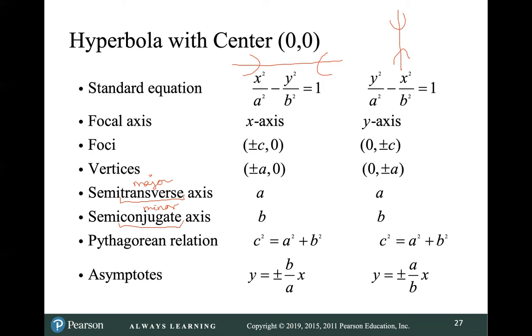The reason we don't use those words, we're not using the same vocabulary here, is because the semi-transverse axis could be bigger than the semi-conjugate axis, but it could also be smaller. So we can't use major and minor anymore, because major would always have to be the bigger one, and A is no longer always bigger than B. Okay, the Pythagorean relation we talked about, I mentioned it on the last slide, gives us A and B, which together give the slope of our asymptotes.